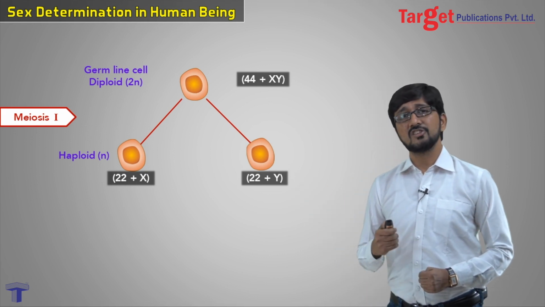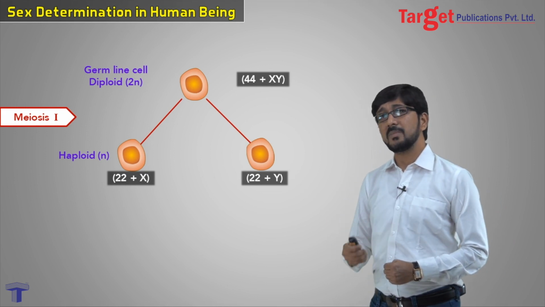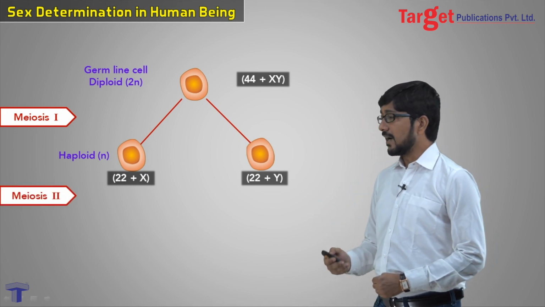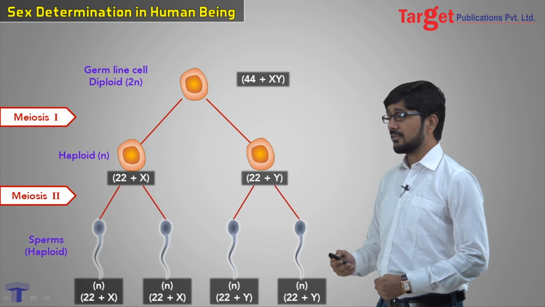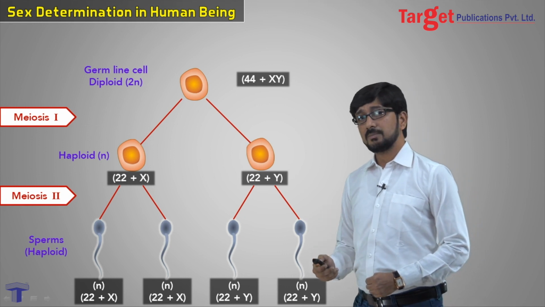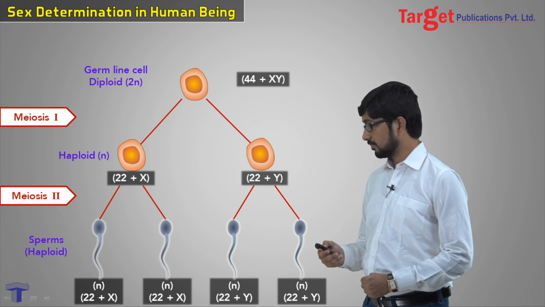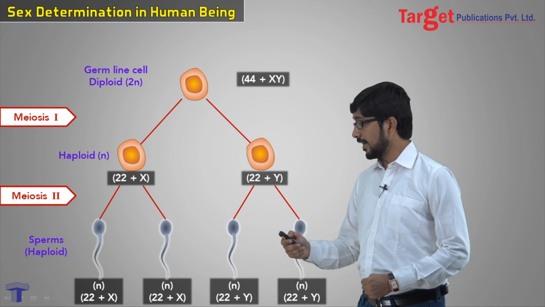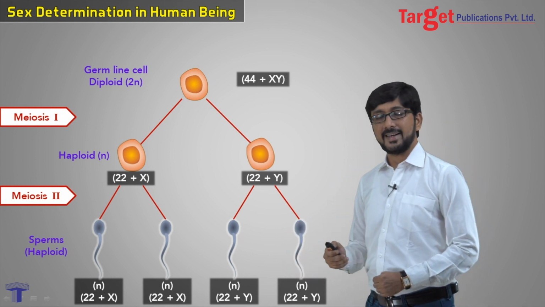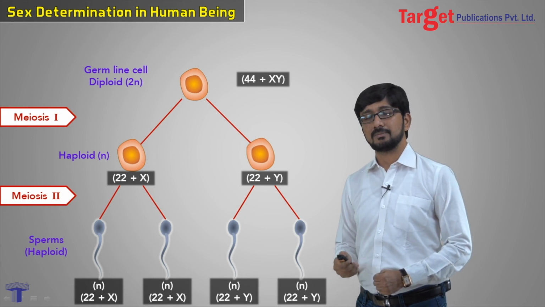Now, what do you mean by a reductional division? Reductional division is a type of division in which chromosome number is reduced to half of the original chromosome number. After meiosis 2, 4 sperms are produced. Each sperm is haploid. That means it carries a single set of chromosomes. In this case, it is 22 plus X or 22 plus Y. So this was about the production of sperms in humans.